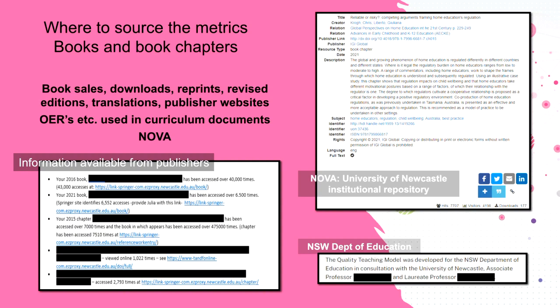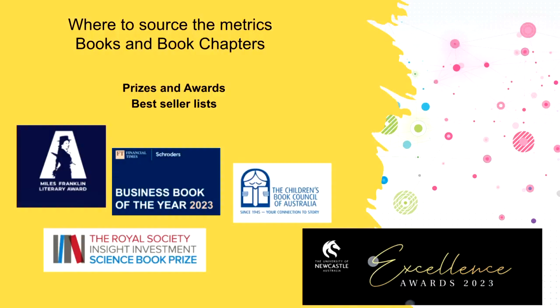Downloads, views, and access to chapters and books can also be located in our Nova repository. Publisher websites may also provide download, access, and view counts. Your open education resource or research may also be included in course reading lists and curriculum documents. Sites such as the OER platform you used, Open Syllabus, and Google Advanced Search can help to locate this information.